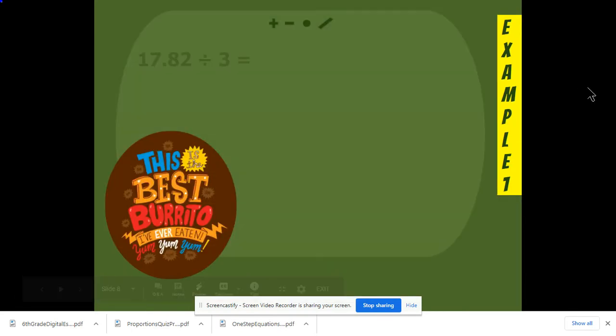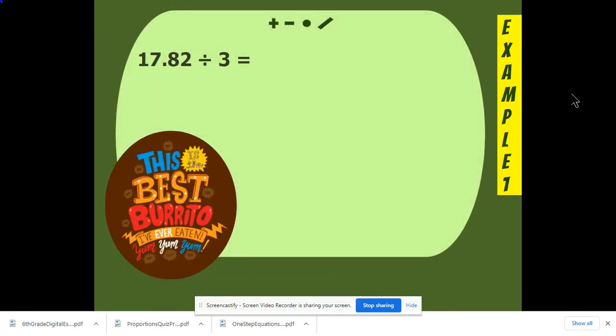The other part of the question is, if the boys share the total and split it evenly, how much would each boy pay? So here's our total. We're going to divide by the 3 boys. So $17.82 divided by 3. We're going to choose division.